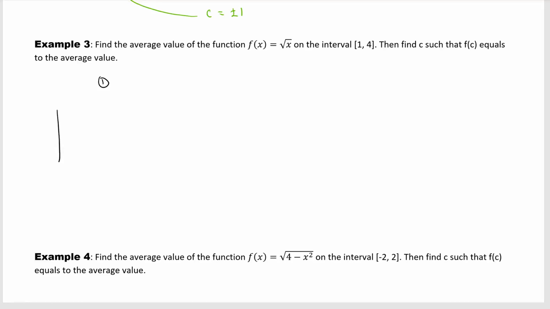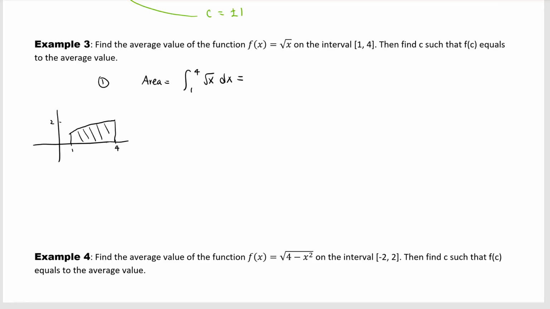So if you know how the function looks like, you can draw a picture. It can help you to understand. So this is the square root. Square root is 1 and 4. So square root of 1 is 1, square root of 4 is 2. Okay. So this is the area: integral from 1 to 4 of square root of x dx.